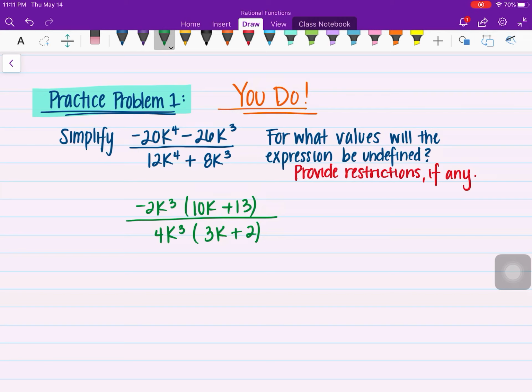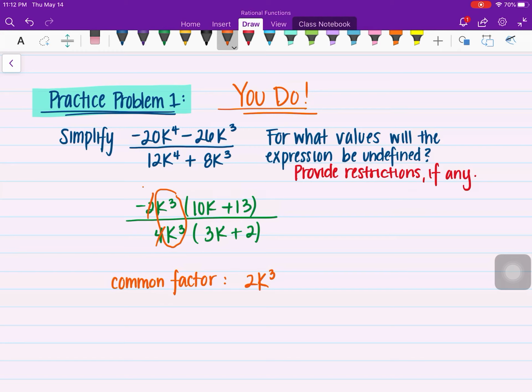Then I want to identify what our common factor is going to be. It's not really that obvious, but we can play around with it to see what we can factor out. Based on this, we can see that they both have the same variable, so one of the factors would be k^3. Then we're left with 2 and 4, which do have a number in common, which is 2. So our common factor would be 2k^3.